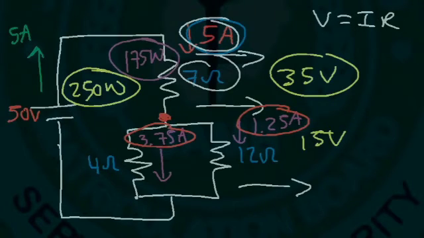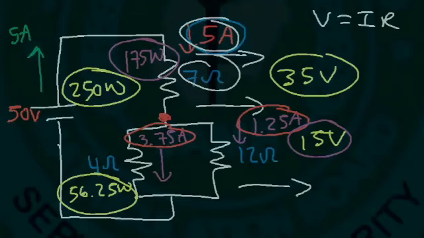Now what's the power absorbed by the 4 ohm resistor? Now let's use V squared over R. The voltage across it is 15. 15 squared is 225. If you divide it by 4, you'll see that the power absorbed by the 4 ohm resistor is 56.25 watts. Now what about the 12 ohm resistor? Using V squared over R, 15 squared divided by 12, that's 18.75 watts.